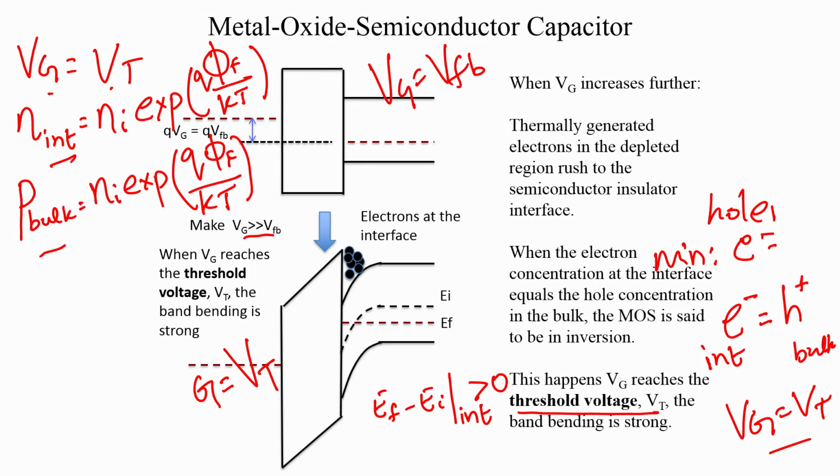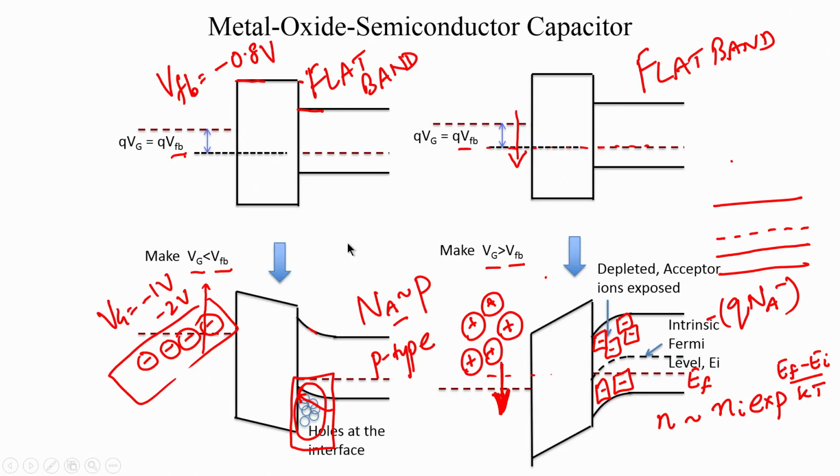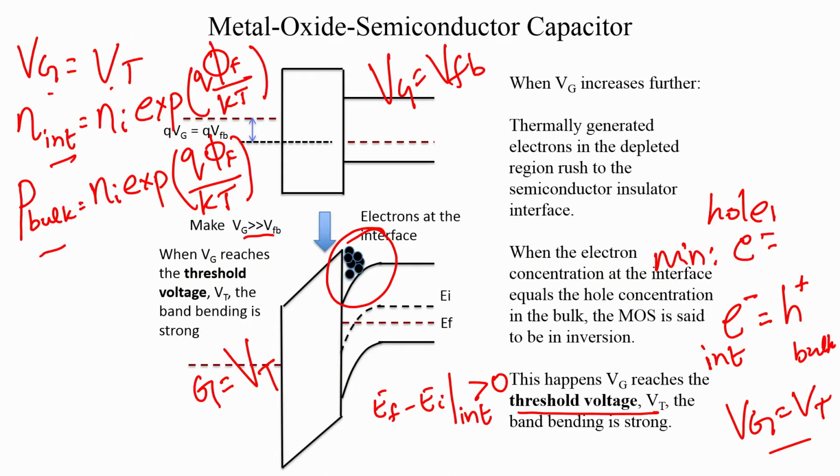What we have done now is, by making Vg much greater than Vfb, we have brought in electrons at the interface. Look at the previous case. Here when Vg was less than Vfb, we had holes at the interface, and holes are the majority carriers, they were accumulated at the interface. And by making Vg much greater than Vfb, we have brought in the minority carriers at the interface.